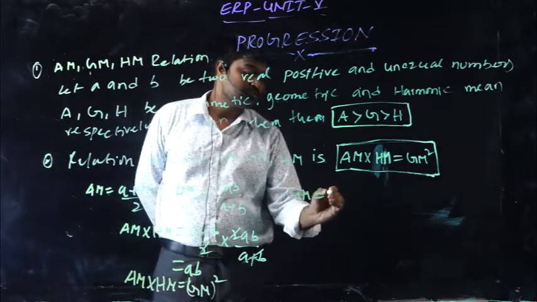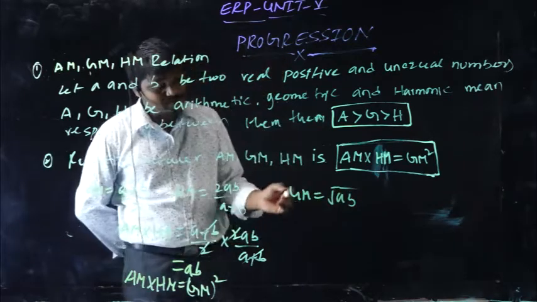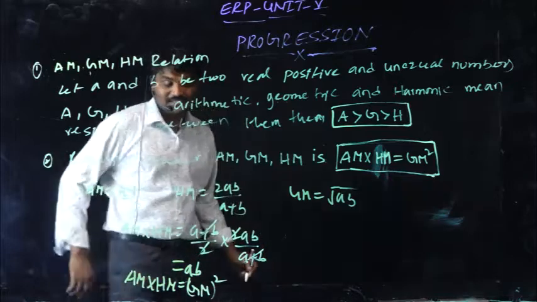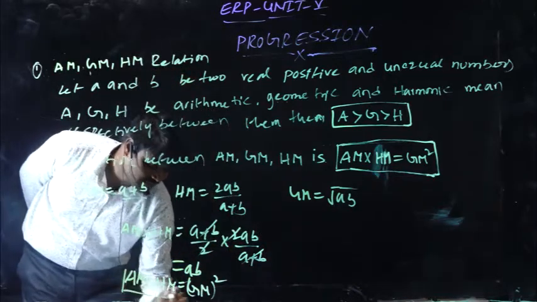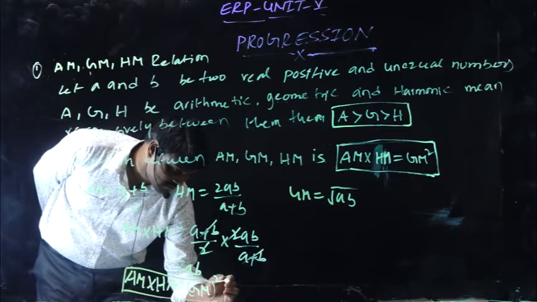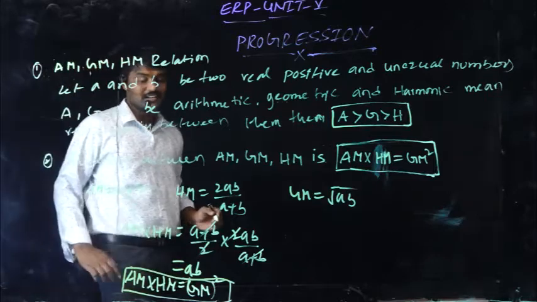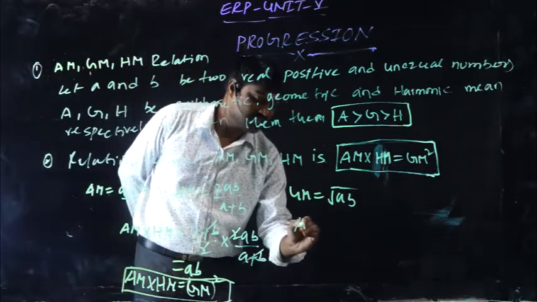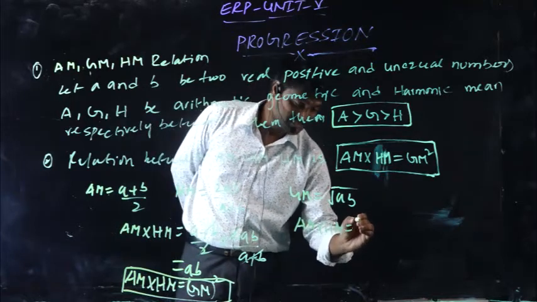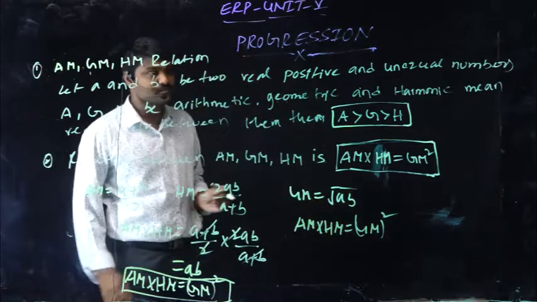because GM, the geometric mean, equal to root ab. So ab equal to GM square. That means arithmetic mean into harmonic mean equal to GM square. This is the most important relation. Arithmetic mean into harmonic mean equal to geometric mean whole square. This is the most important relation.